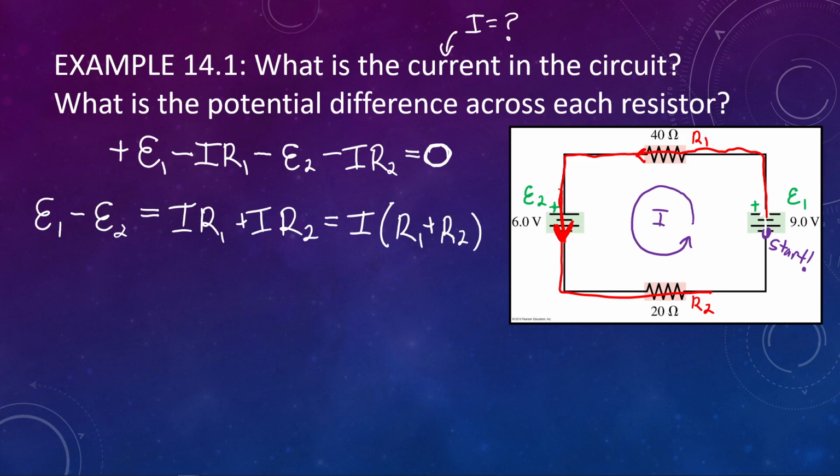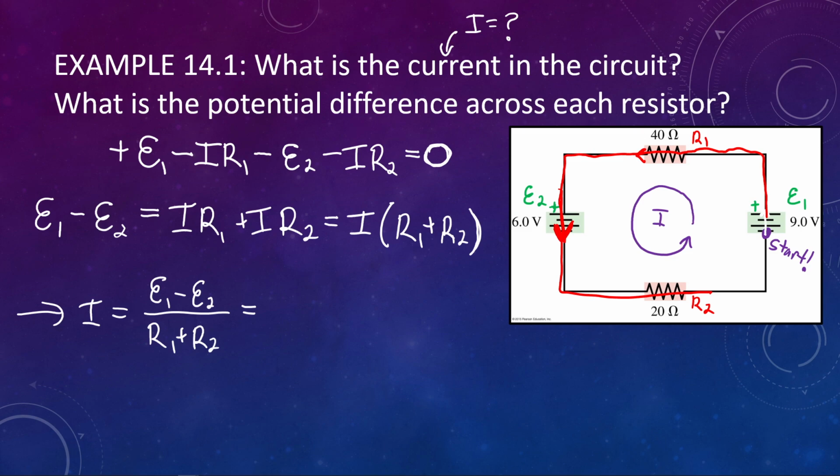There's only one step of math left. It's I times this quantity R1 plus R2. So divide those resistances over. In other words, we're going to end up with a current equal to epsilon 1 minus epsilon 2 over the sum of the resistances. We know both EMFs, we know both resistances, so we can just plug in and solve.